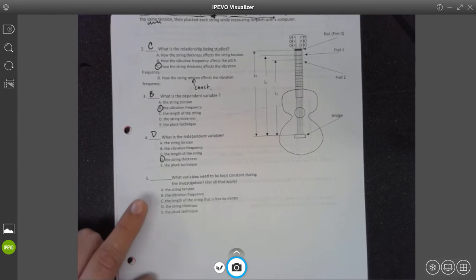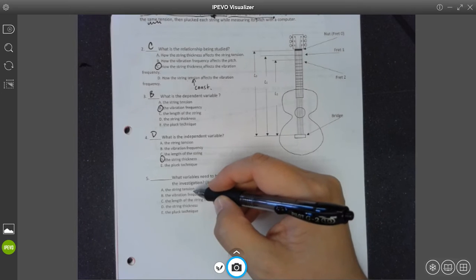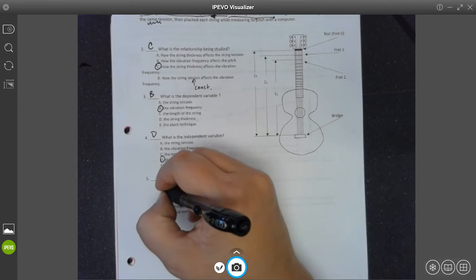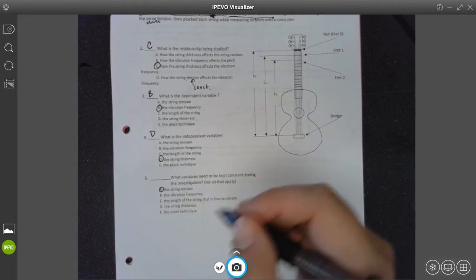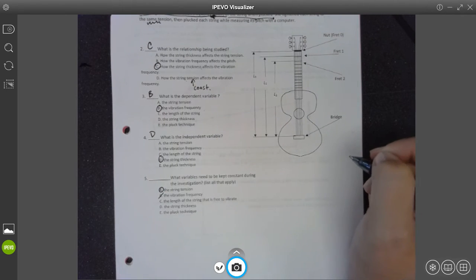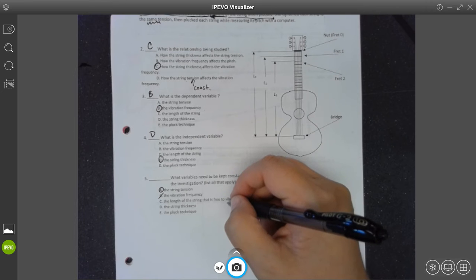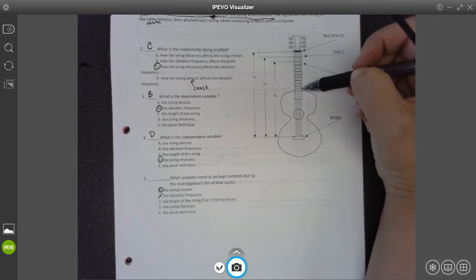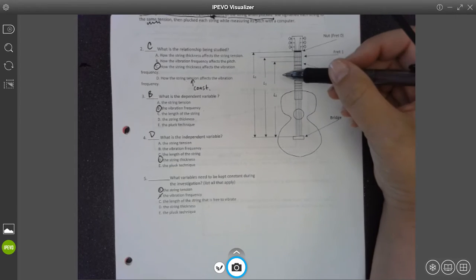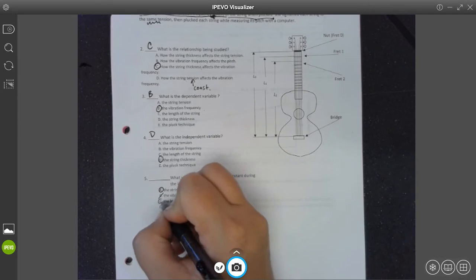And then lastly, things that need to be kept constant. And there might be more than one. So do we need to keep the string tension constant? Yes, we do, because that's a variable that could change what we're seeing. Vibration frequency, that's not something that we want to keep constant because we're measuring that in response to the thickness. The length of the string that's free to vibrate would probably change our pitch some. That's why when you play a guitar or something that's got strings like this, you put your hand in a specific place because that allows you to control the length of the string. So we're going to want to control that.